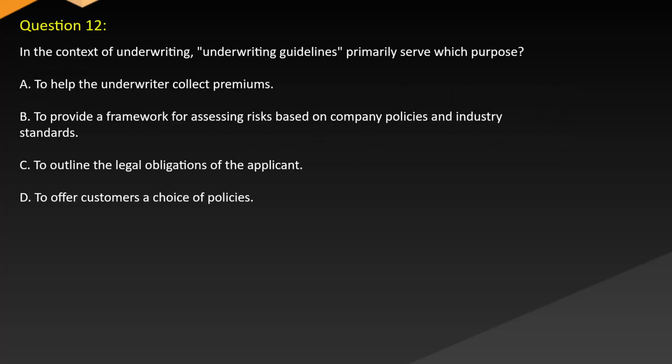Question 12. In the context of underwriting, guidelines primarily serve which purpose? A. To help the underwriter collect premiums. B. To provide a framework for assessing risks based on company policies and industry standards. C. To outline the legal obligations of the applicant. D. To offer customers a choice of policies.